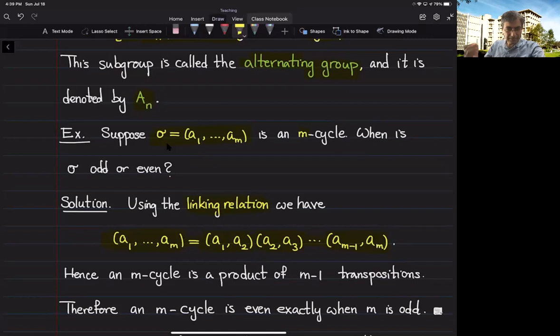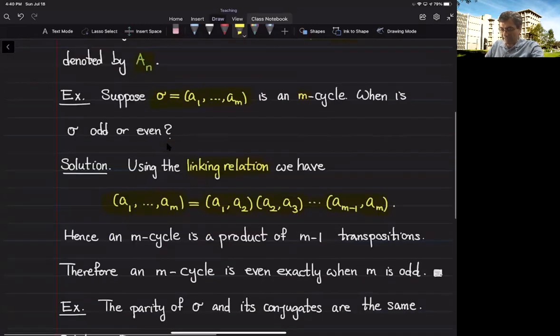Now, that means this M cycle is odd if M minus 1 is odd. That means M is even. And this M cycle is even if M minus 1 is even, which means M is odd. So the parity of this M cycle is actually the opposite of the parity of M. So an M cycle is even exactly when M is odd, and therefore an M cycle is odd exactly when M is even.